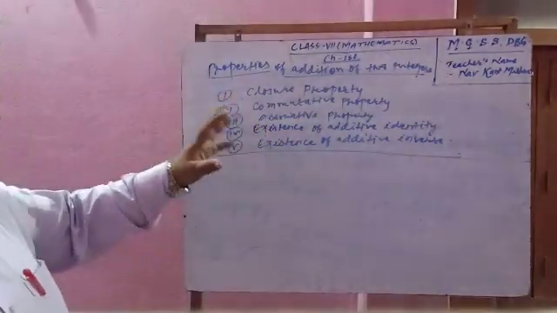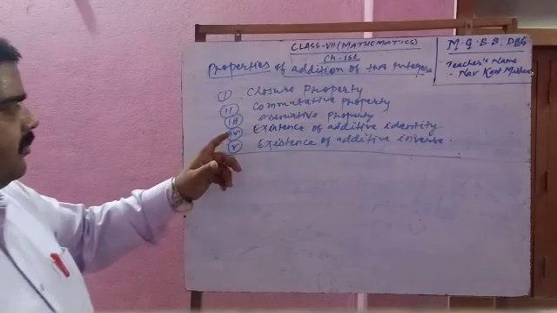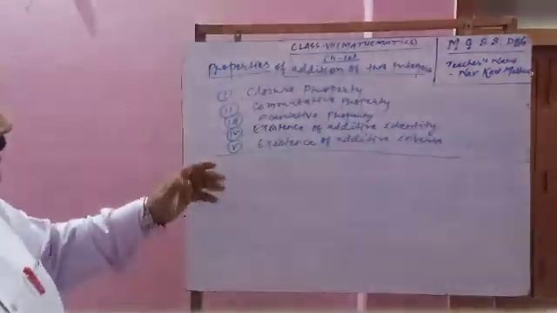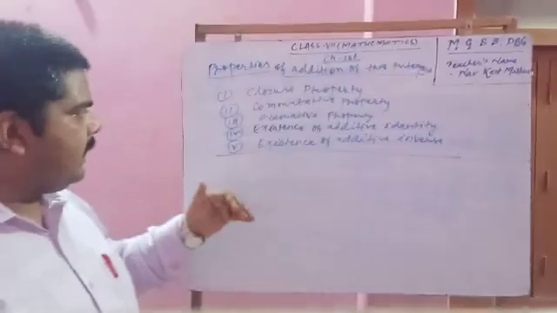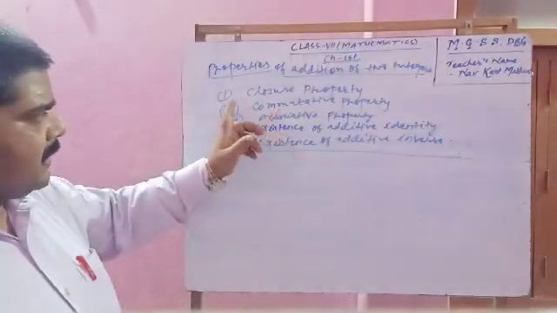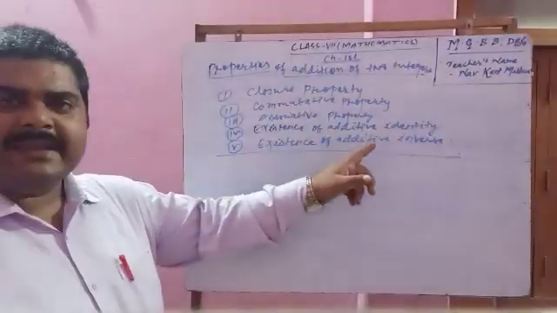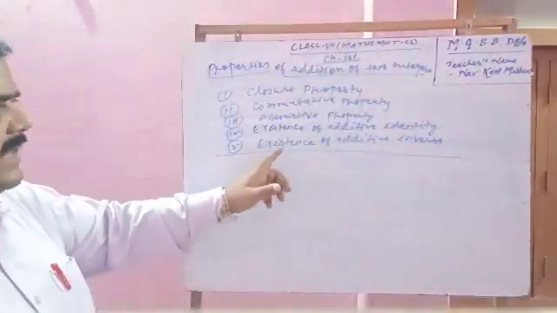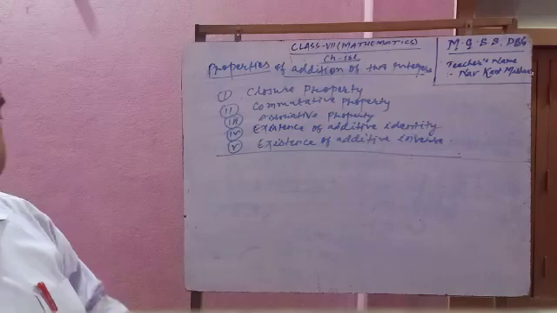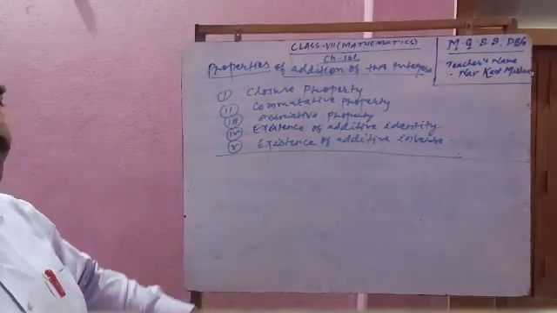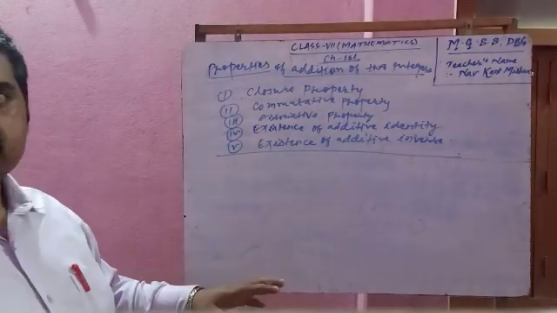Now, properties of addition of two integers. My dear students, under this you have to learn about closure property, commutative property, associative property, existence of additive identity, and existence of additive inverse. You have to learn these topics under this.